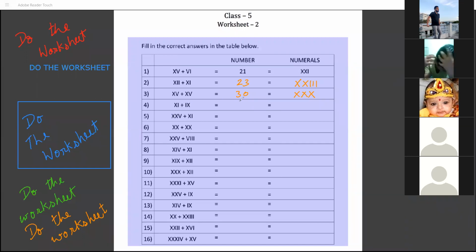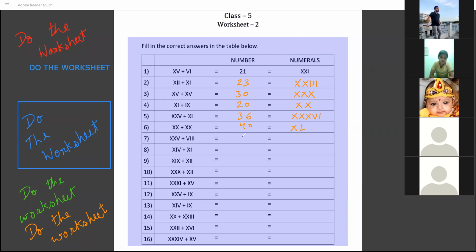11 plus 9 is 20, double X. 25 plus 11 is 36, XXXVI. XX plus XX is 40. 20 plus 20, 40 ho gaya. Theek hai? 40 means XL.